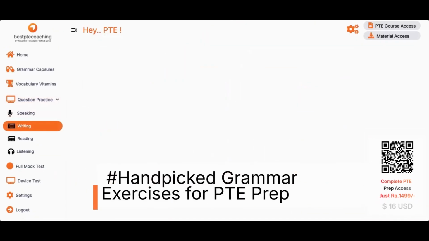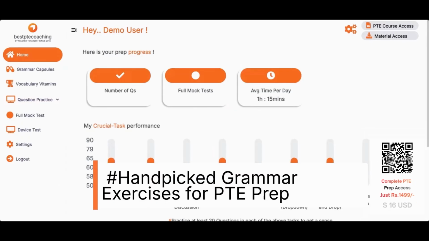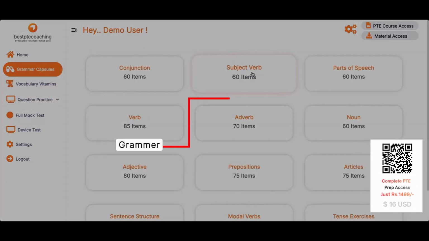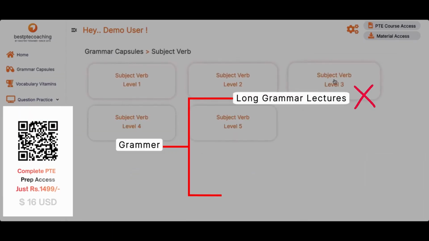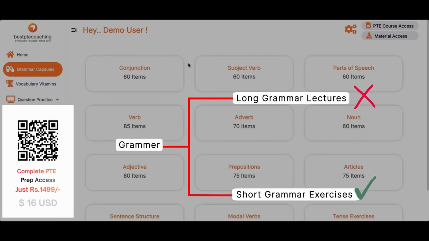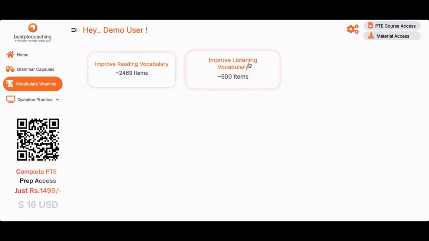See, thousands of PTE practice questions. Like essays, we have 101 essays we are writing based on our exam experiences. Look at this, it has grammar. For example, you are lacking in subject-verb agreement. You can go and work on 5 levels of subject-verb agreement exercises. Nobody is lecturing you on grammar. You are simply learning based on the activities. Now, for improving vocabulary, we have a vocabulary improvement section and a listening spelling section.